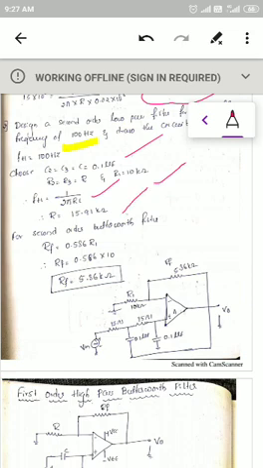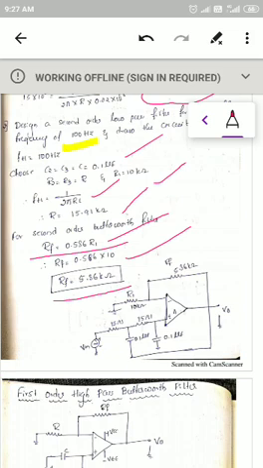Okay, now for a second order Butterworth filter, it is always Rf is equal to 0.586 into R1. This is a standard constant value. So Rf is equal to 0.586 into 10 kilo ohm, which you have assumed here. Substitute, you will get Rf is equal to 5.86 kilo ohm.